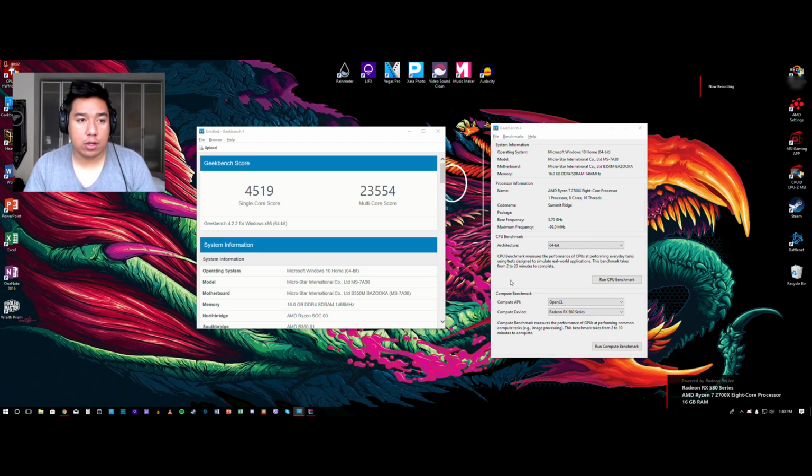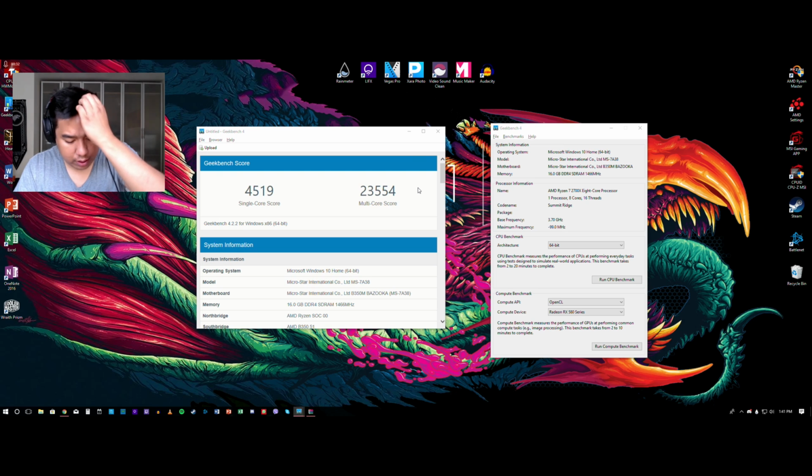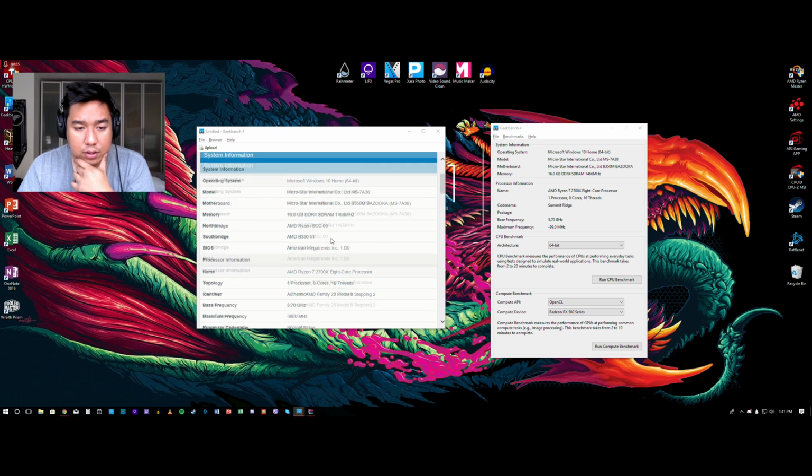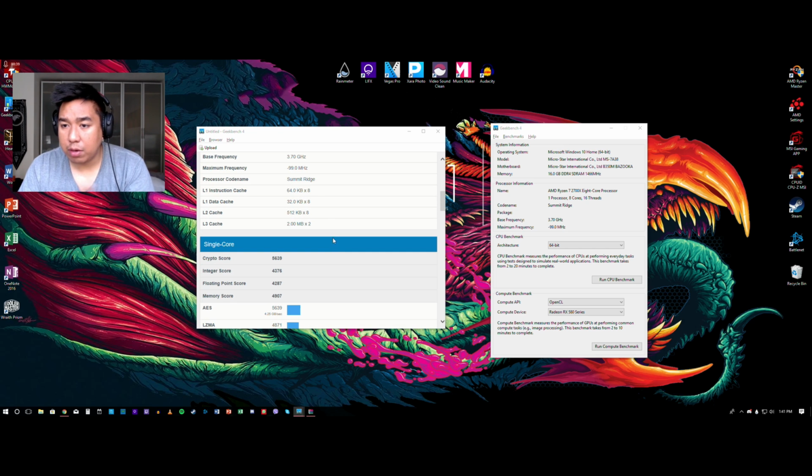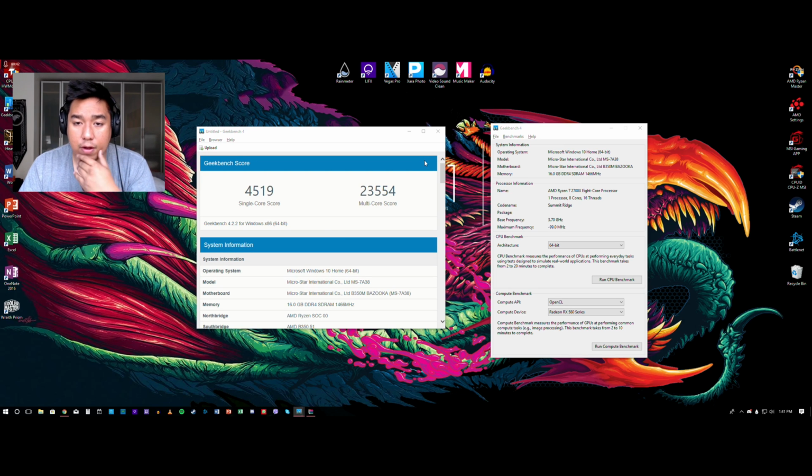So I ran the Geekbench test again, and from my Ryzen 5 1400, my Ryzen 5 scored a single core score of 3,659, and then the multi-core score, it had 13,203. So with the Ryzen 7 2700X, I'm able to get a single core score of 4,519 and a multi-core score of 23,554. So that's a significant bump. Obviously, this is just a synthetic benchmark, but just upgrading my RAM and upgrading the processor from the quad core to this 8 core and 16 thread processor, it's a big difference.